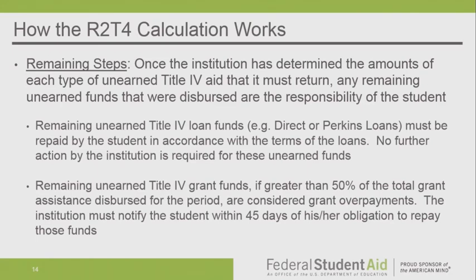However, for grant funds, if the student has unearned funds that exceed 50% of the total grant assistance disbursed for the period, then the amount that exceeds 50% is considered a grant overpayment. The institution must notify the student within 45 days of his or her obligation to repay those funds. And in order to do that, you have a number of different options that you can pursue. The student can give you a full immediate payment. You can make repayment arrangements that are satisfactory to you, the school, with the student, or you can assign the amount as an overpayment to the department's default resolution group.